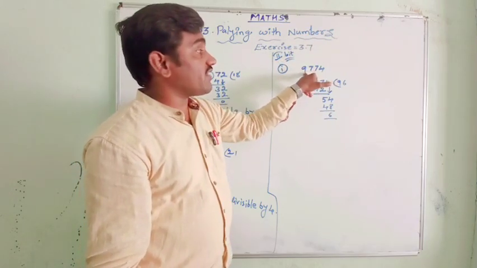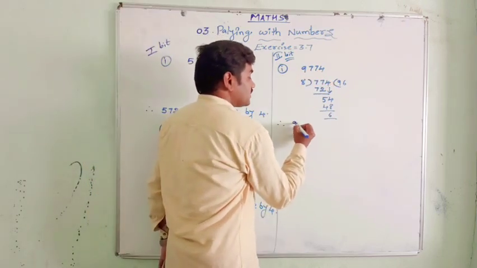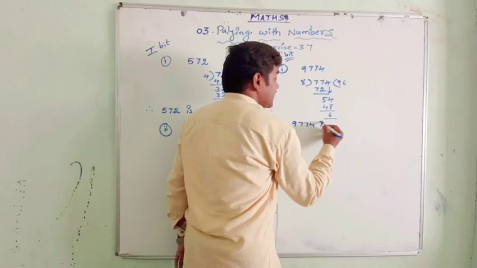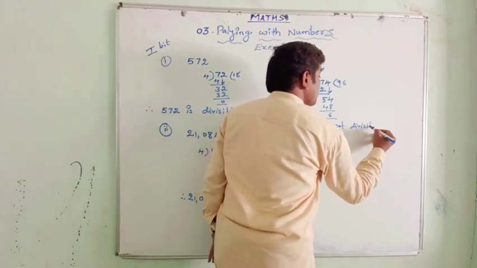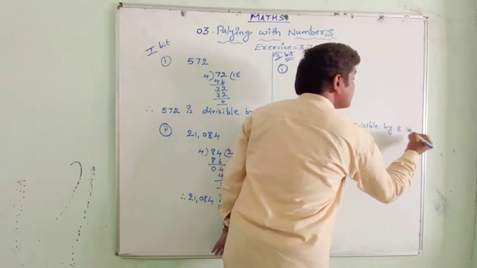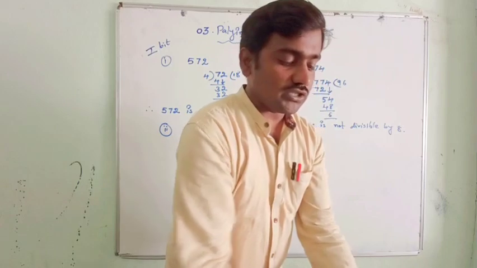The last 3 digits of this number are not divisible by 8. Hence we can conclude that 9,774 is not divisible by 8. Then the complete number is not divisible by 8. Let me take another question.